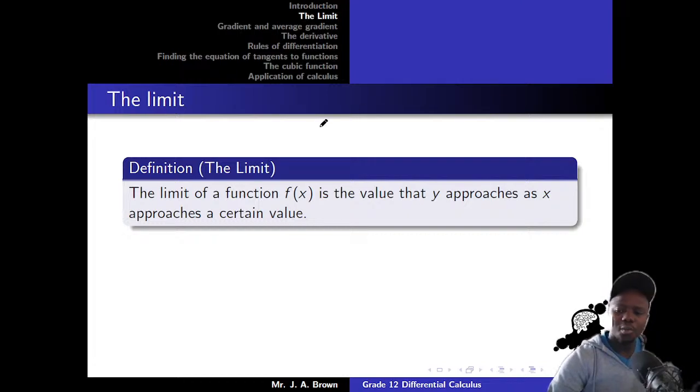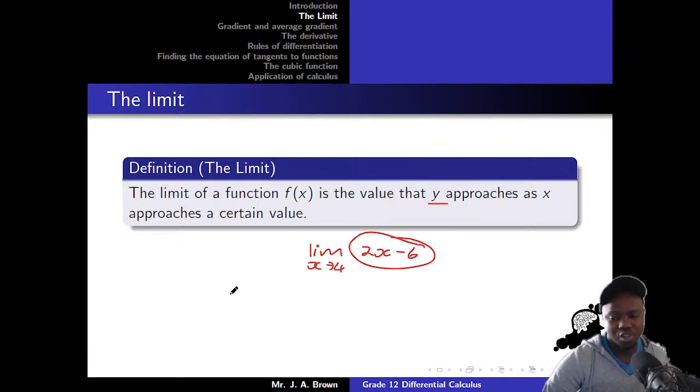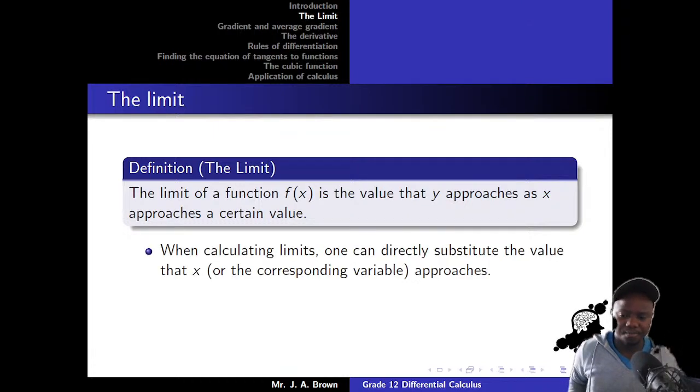Right, let's have a formal definition of what the limit is. We're saying the limit of a function is the value that y approaches as x approaches a certain value. So in other words, if we say, for example, the limit as x approaches 4, let's say we've got just 2x minus 6 here. We are saying, what is the y value that this function approaches as x gets closer and closer to 4? I hope that this makes sense.